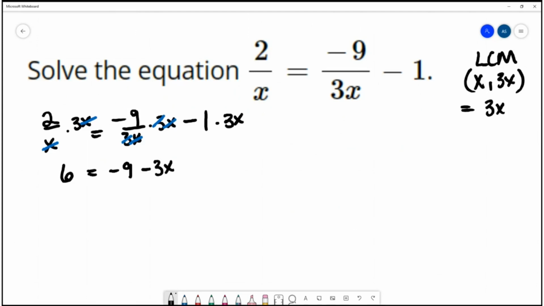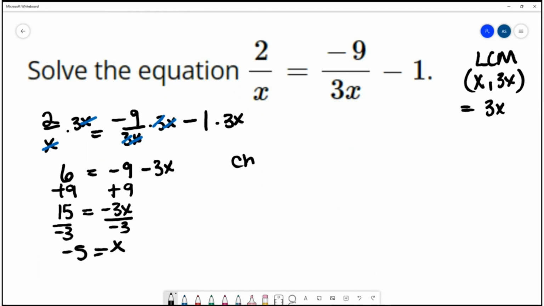Now let's get x by itself. We'll add 9. 6 plus 9 is 15 equals negative 3x. And I'll divide by negative 3. X equals negative 5.